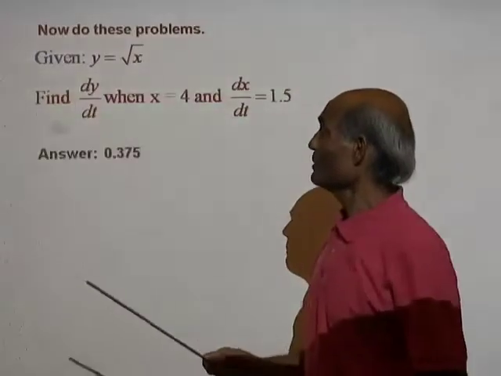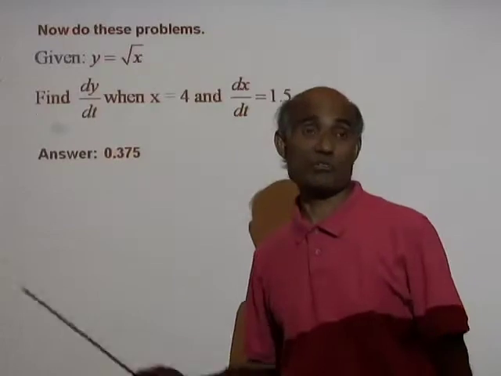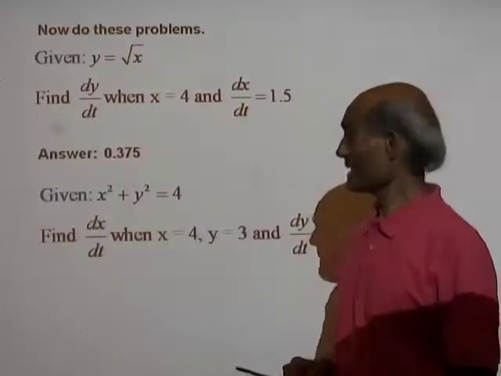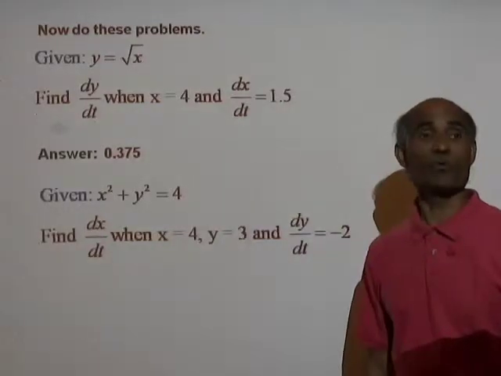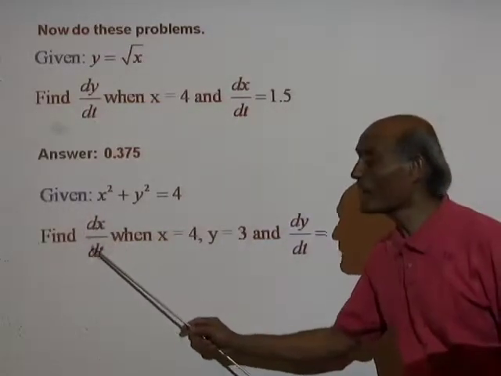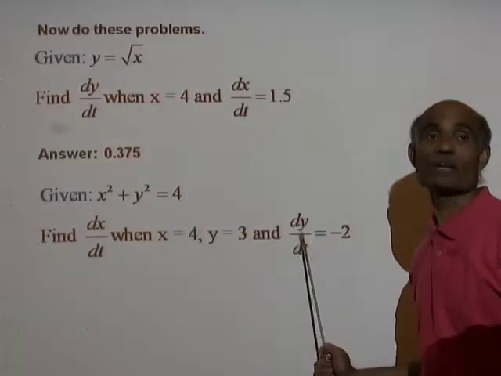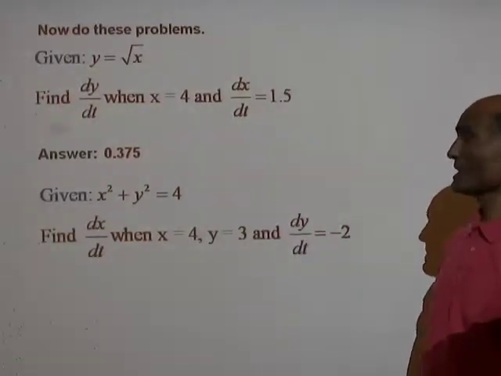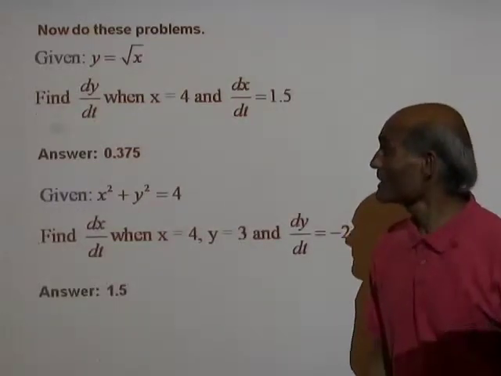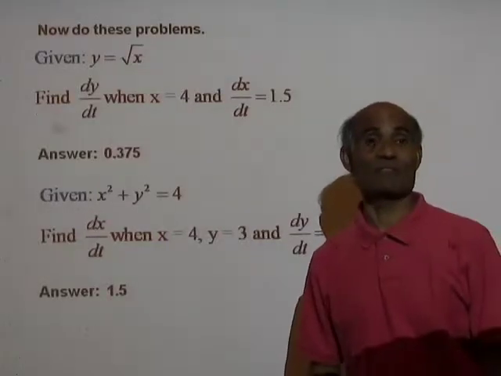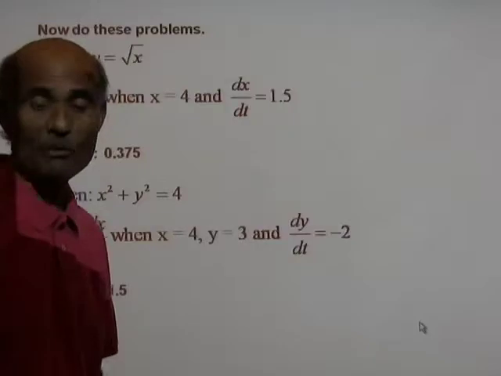All right, now I've given you the answer. Check with it and make sure that you do that well. Next one, given that x squared plus y squared equal to 4, find dx by dt when x equal to 4, y equal to 3, and dy by dt is negative 2. And the answer is 1.5. All right, do this before we start with a couple of problems again.